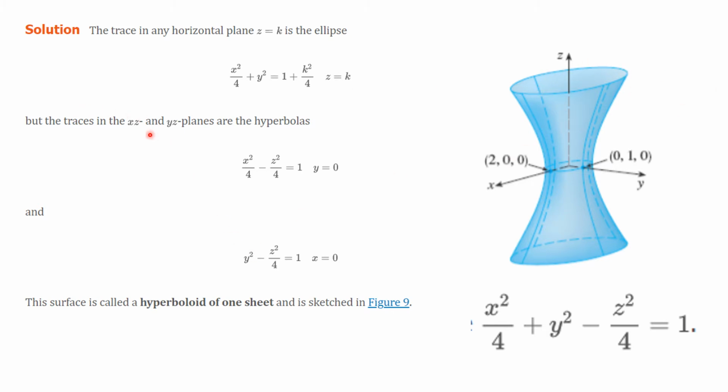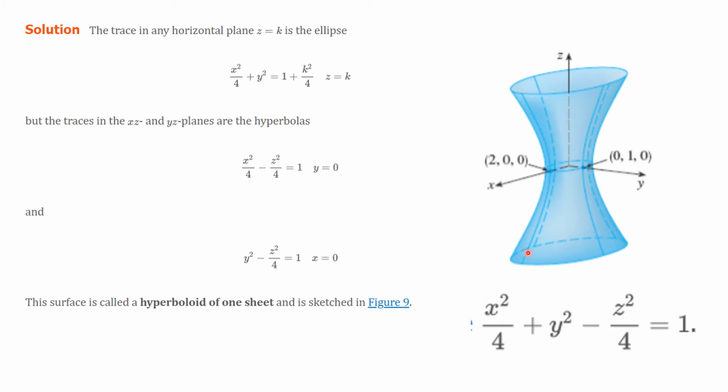But the traces in the xz and yz planes are hyperbolas. Here you let y equal 0, and x equal 0, and you can see that these are hyperbolas, so you get hyperbolas that look like that.